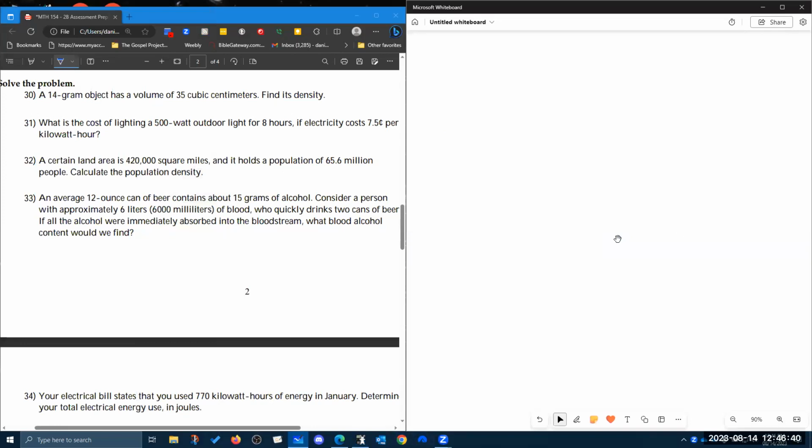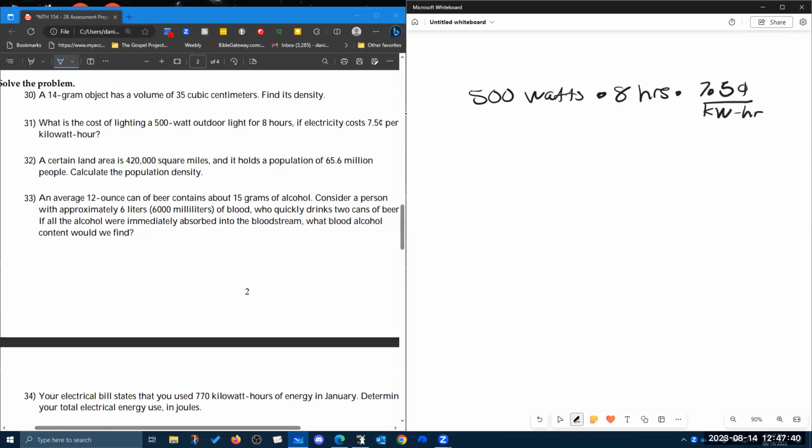The next thing that we want to talk about is power, which is in kilowatt hours here. Let's just deal with the cost of lighting a 500 watt outdoor light for 8 hours. So we want 500 watts times 8 hours times 7.5 cents per kilowatt hour.